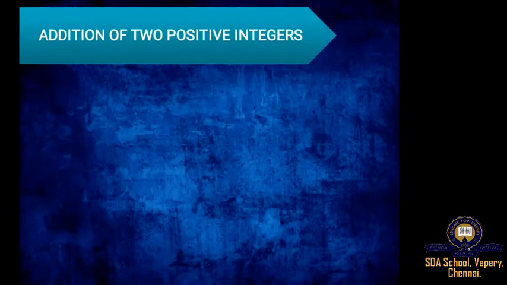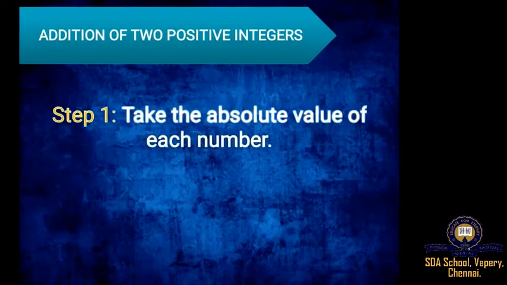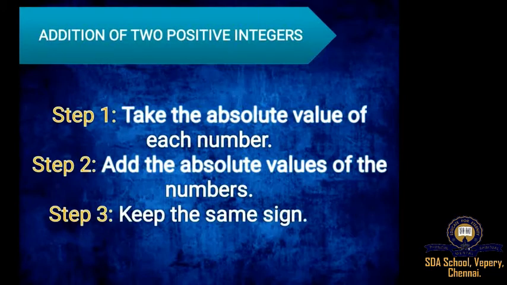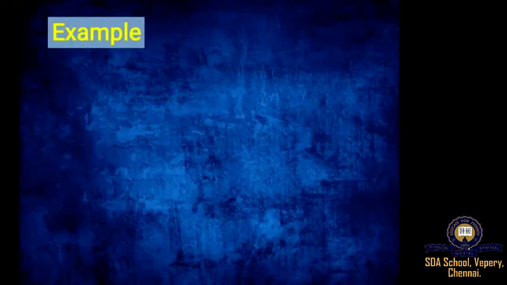So you have to follow these steps in order to add two positive integers. Step 1: Take the absolute value of each number. So you have to first find the absolute value of each number. Step 2: Add the absolute values of the numbers. And in step 3, keep the same sign. So now we will do an example.